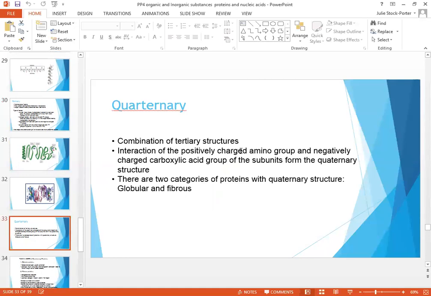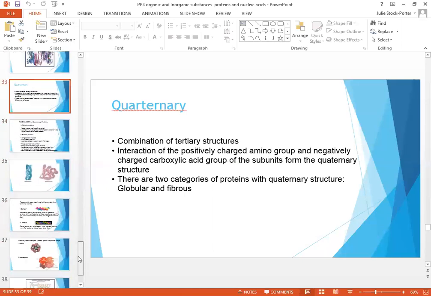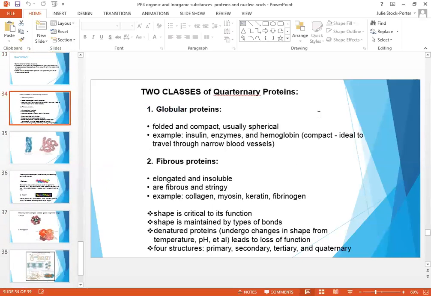The interaction of the positively charged amino group and negatively charged carboxyl acid groups in the subunits form a quaternary structure. There are 2 categories of quaternary proteins, globular and fibrous. The globular proteins, globular is sort of spherical or round structures. They're folded and compact, usually spherical. Things that make globular proteins are like insulin, enzymes, hemoglobin, which rides on red blood cells. They're compact and they're ideal to travel through narrow blood vessels.